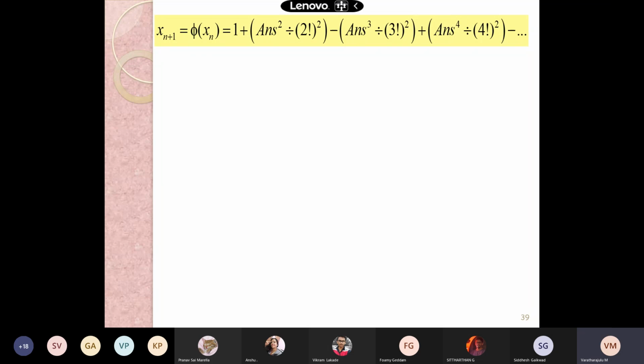What you can do is give your mode and fix your number of digits as 4. Then you type this equation, that is 1 plus open bracket answer square divided by 2 factorial. Where can you find your factorial in the calculator? Where you can find your factorial in the calculator.